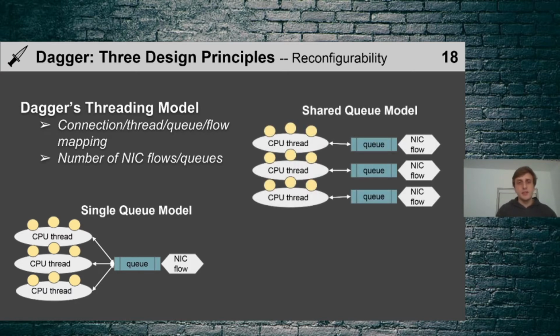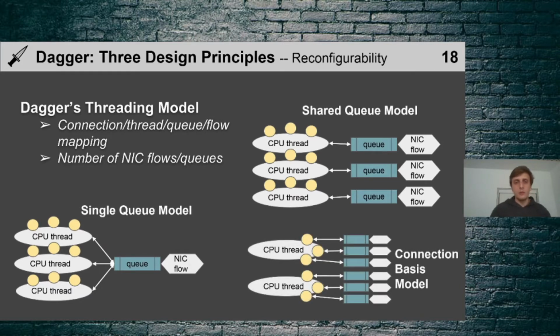This issue is addressed in the shared queue model, where NICs run multiple flows, each flow having a separate queue that corresponds to a separate CPU thread. This model performs better in highly concurrent environments, however, it might suffer from load imbalance. The final model that we support is called the connection basis model, where we provision networking flows and queues on a per connection basis, such that each connection gets a separate queue and separate flow on the NIC. This model works best in highly concurrent environments, however, it still suffers from load imbalancing, and it doesn't necessarily scale well, especially with a large number of connections.